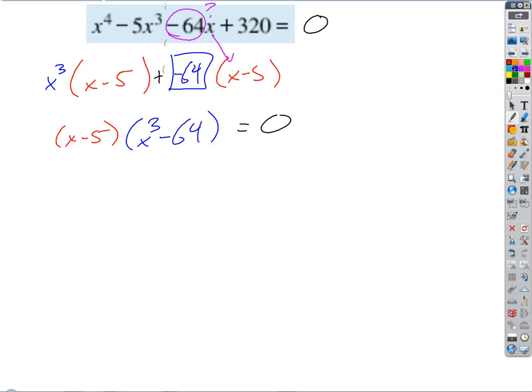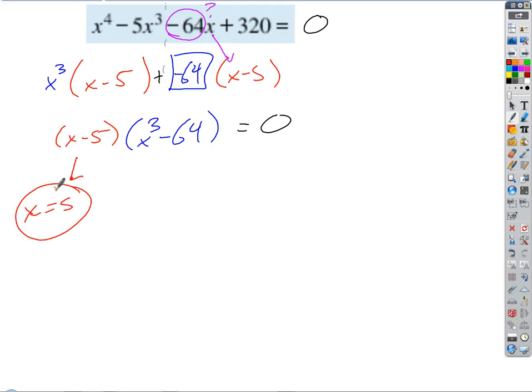With you guys, we can be a little more sophisticated with this. If we're just looking for real solutions, we could skip ahead. We haven't learned this yet, but what are we going to get from the zero of our first factor? 5, for sure, right?